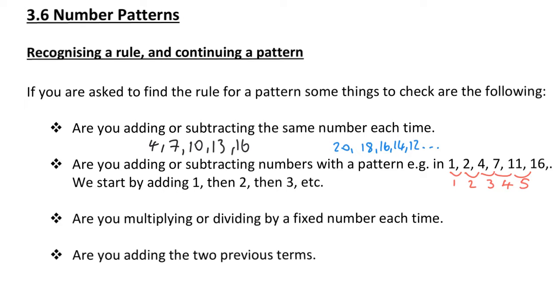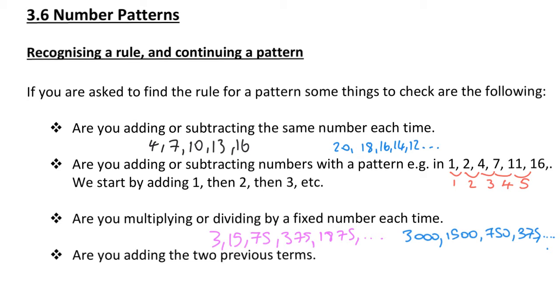Or are you multiplying or dividing by a fixed number each time? So you could have 3, and then 15, and then 75, 375, 1875, and so on. Or 3000, 1500, 750, 375, and so on. Or you could be adding the 2 previous terms.